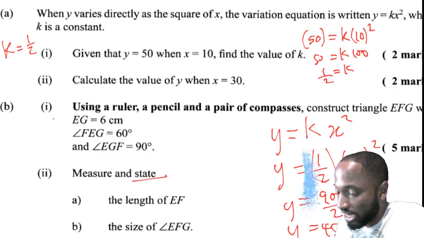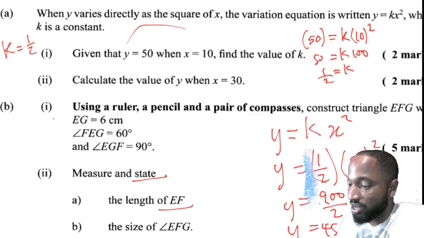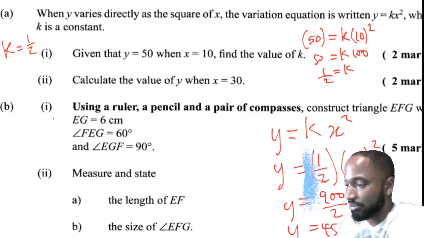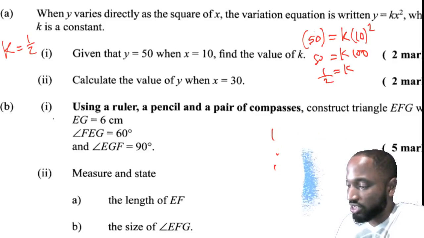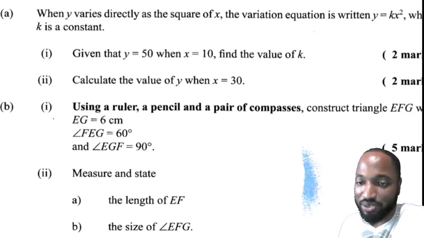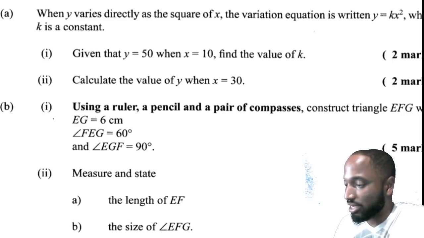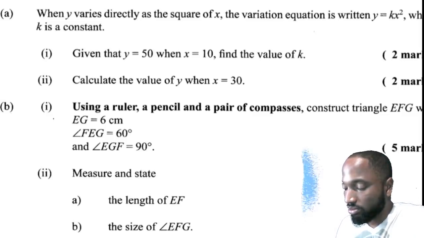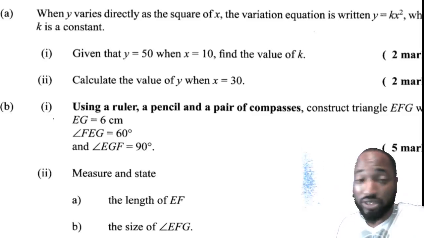Measure and state the length of EF. Right, so okay, we done this part, we done that variations part, which was relatively easy, because remember this is in section 1. Let's do the construction. Let me show you how I would do this construction question. Now you have to pretend like I'm using a projector and ruler here.